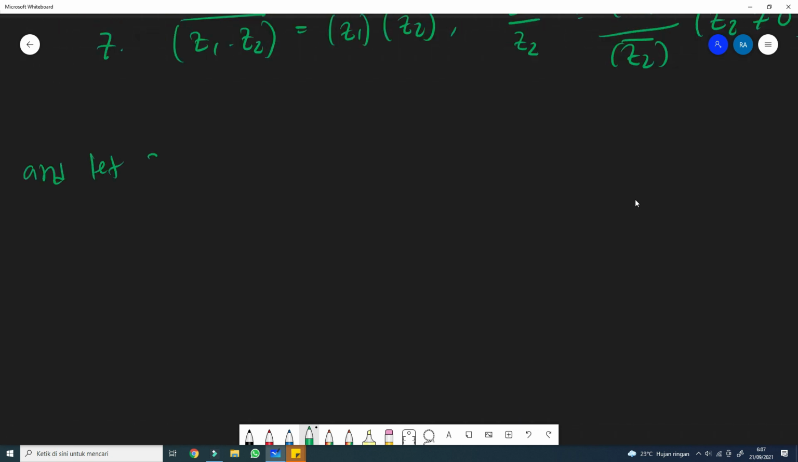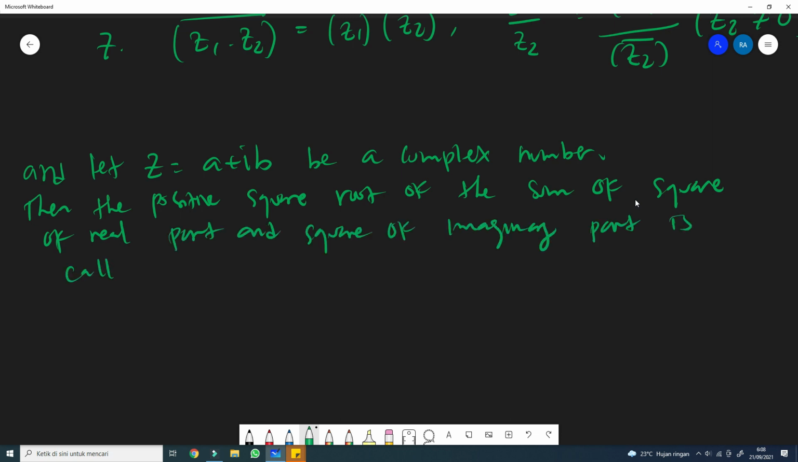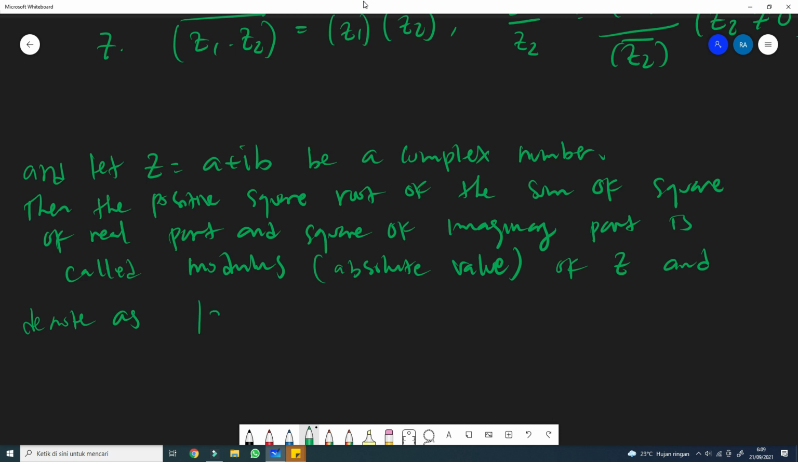And let z equal a plus ib be a complex number. Then the positive square root of the sum of the square of the real part and the square of the imaginary part is called the modulus or absolute value of z, and denoted as absolute z. For example, absolute z equals root of a square plus b square.